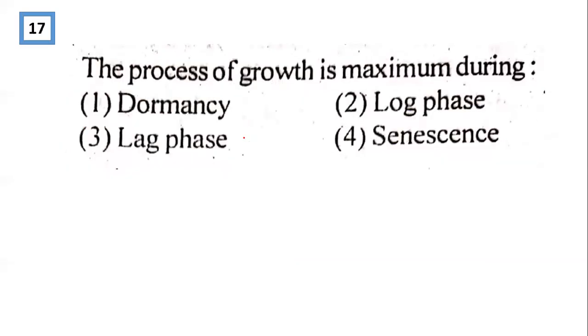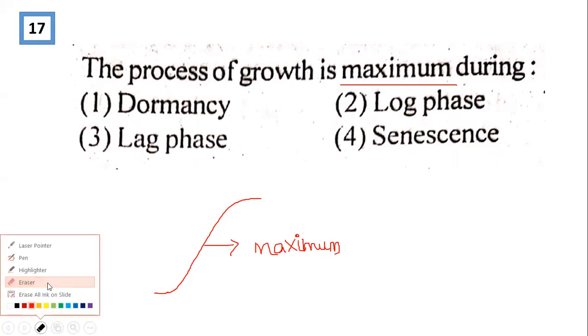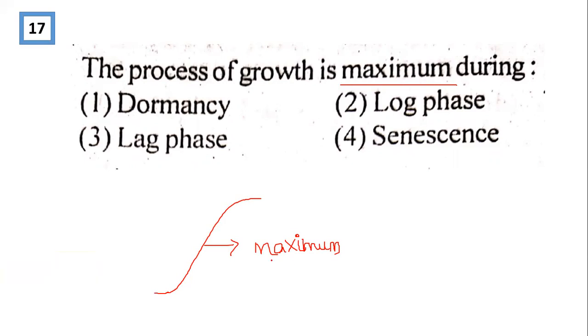Question number 17, again an easy question. The process of growth is maximum during. You will have the lag phase followed by the log phase, right? In the log phase, you will have the maximum growth. A plant or any organism shows the growth will be maximum in this log phase. Exponential phase, you can call it. So 17, the correct answer is option number 2.